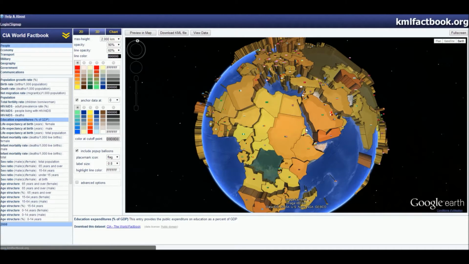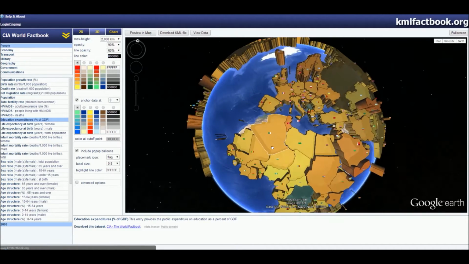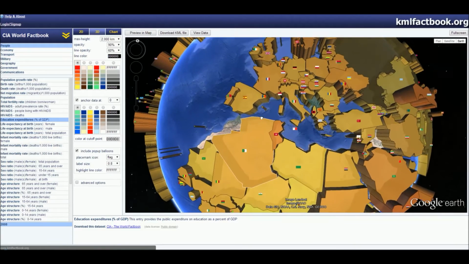So let's have a closer look at Western Europe again, and see our continent. So again here, no problems at all.